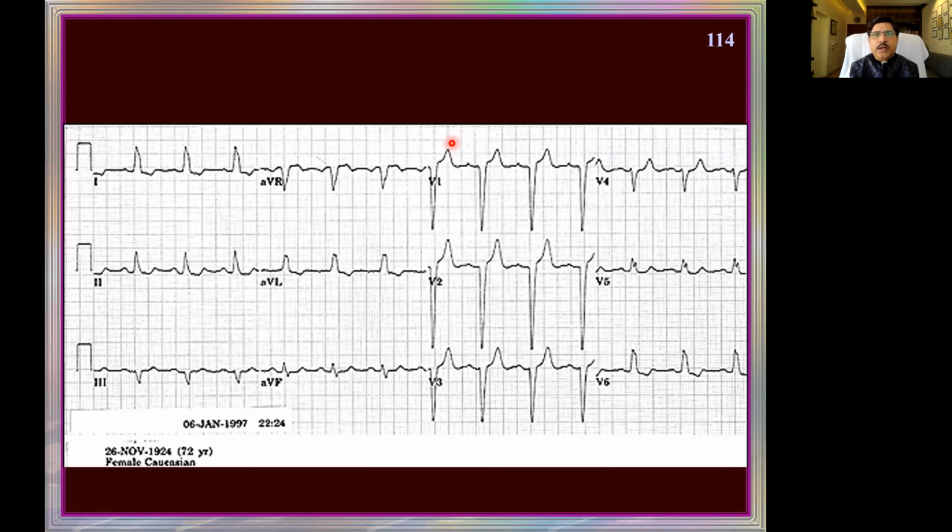Another thing is there are deep S waves in V1. The duration is wider, almost occupying 3 or 4 squares. 3 is 0.12, 4 is 0.16, and there is a left axis. The LBBB criteria are satisfied. So there is left axis, normal heart rate, widened QRS, bizarre QRS here, here, and here, deep S waves here, and T inversion opposite in direction to the main QRS. All these are satisfied. So it is a case of left bundle branch block.